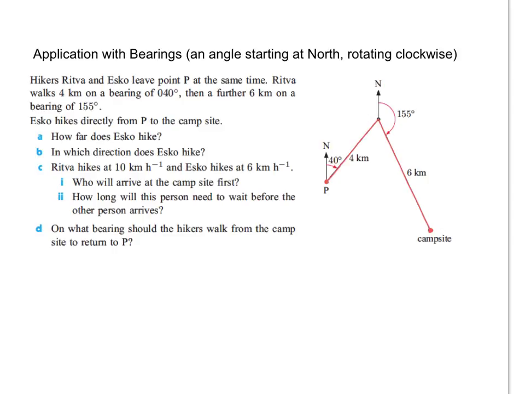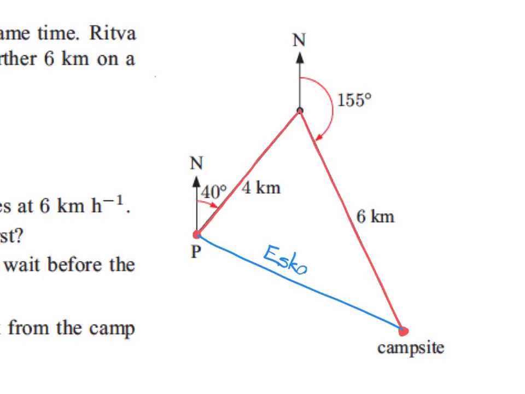Esko, on the other hand, walks in a straight line right to the campsite. So there's the situation. We have Ritva, and Esko going in a straight line. Now, there's some stuff we need to figure out before we can start to figure out the answers to our questions. And that is, if you notice our triangle that we ended up with, we don't know any of the angles. What can we figure out?